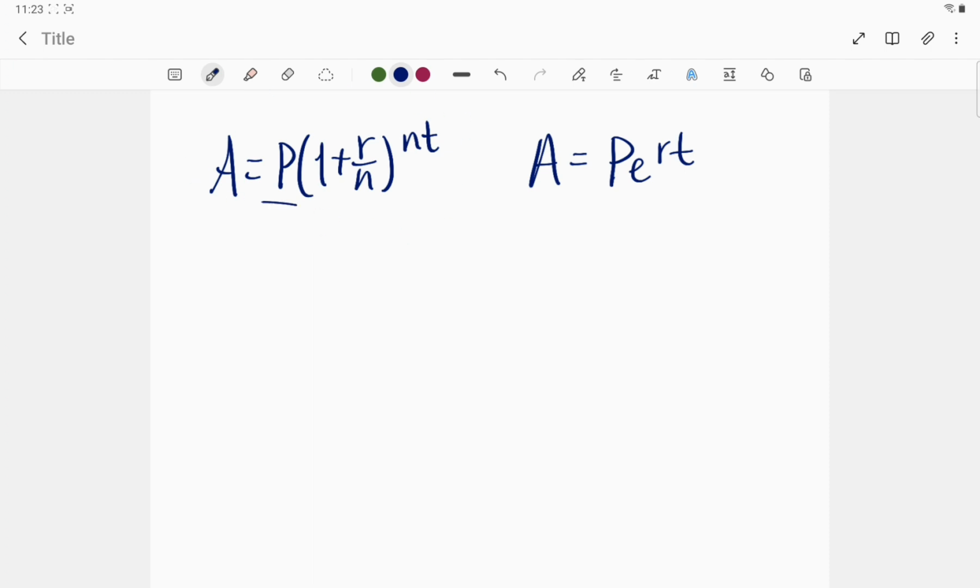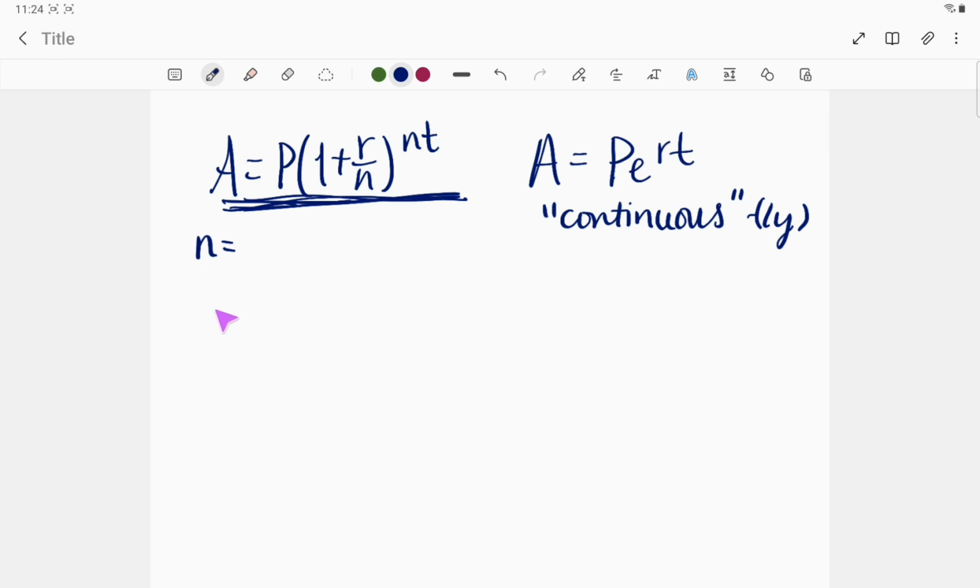This one right here with the N is compounding for a specific amount. This one over here is only used in the case of what's called continuous compounding. So they'll say continuous or continuously compounded interest. This one, though, the N changes depending on how frequently it compounds. It's how many times that happens in a year. So the number of times you compound per year.